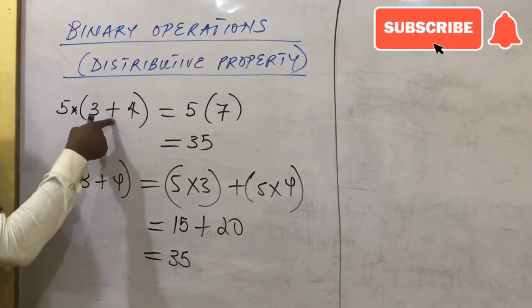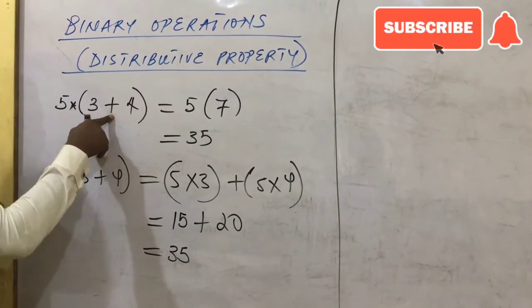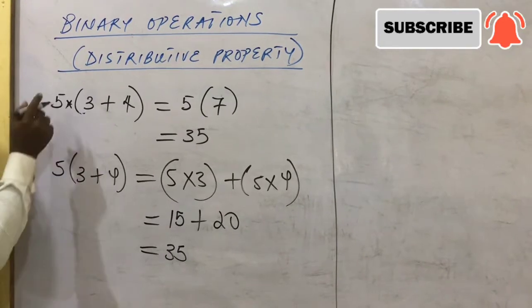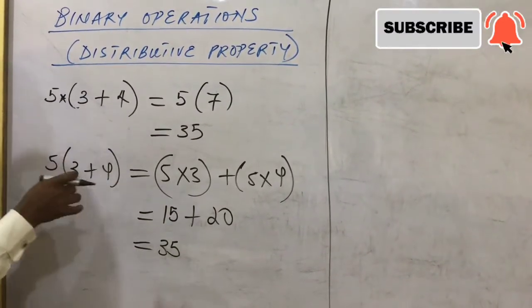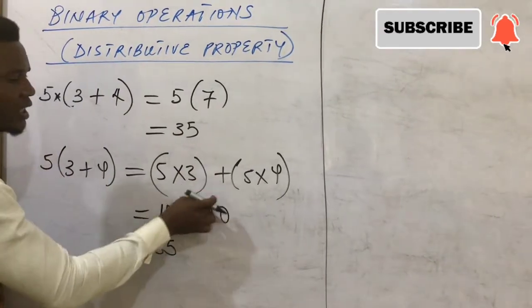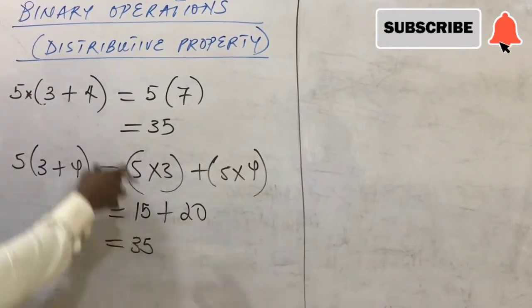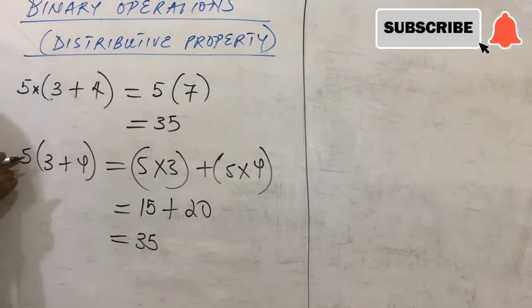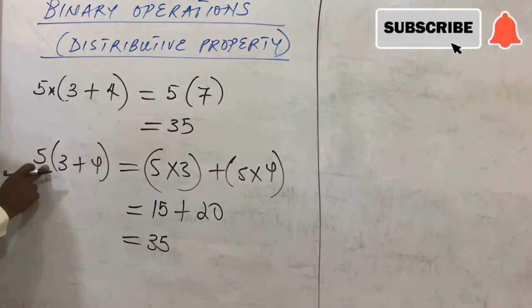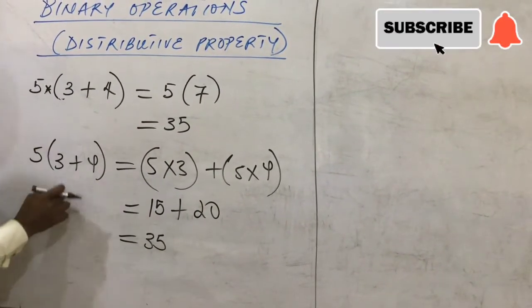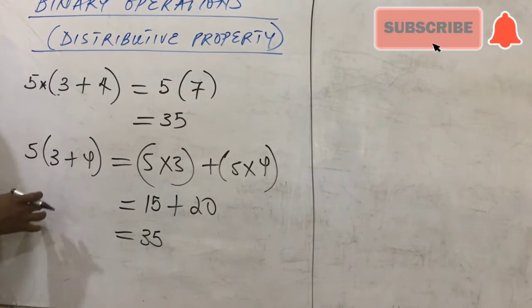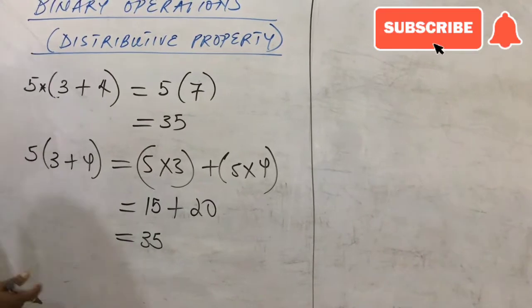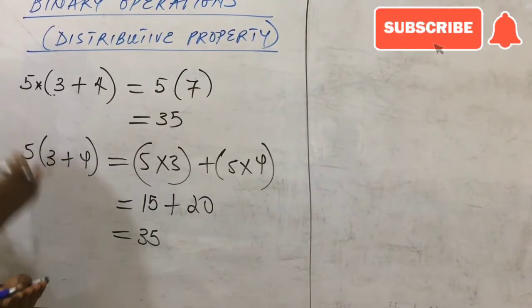Within the bracket there was another binary operation which was addition. So the reason why 5 times (3 plus 4) was equal to 5 times 3 plus 5 times 4 was simply because multiplication as a binary operation was distributive over addition. Now you will notice that multiplication is not only distributive over addition, it is both left and right distributive.